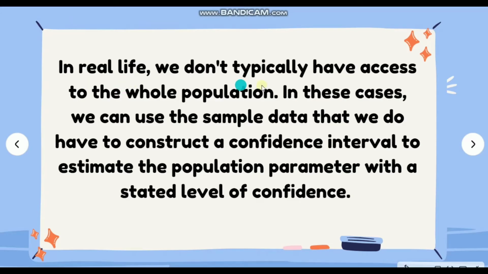In real life, we don't typically have access to the whole population. In these cases, we can use the sample data that we do have to construct a confidence interval to estimate the population parameter with a stated level of confidence.